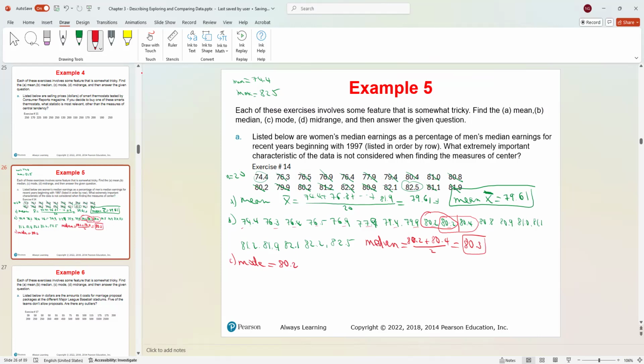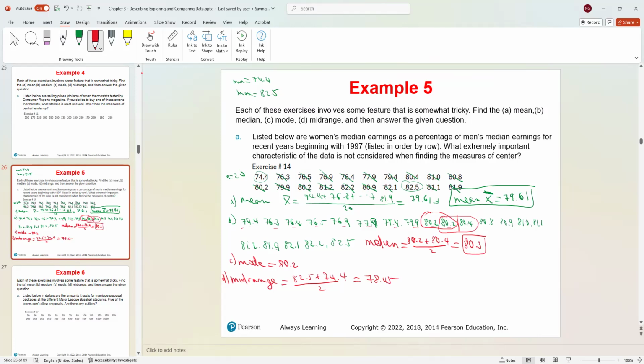Now the mid-range, we need to add the largest one to the smallest one and divide by 2. That gives you the mid-range. So what would be the mid-range when you add 82.5 plus 74.4? It gives you 78.45. Okay. Now you can answer the questions.